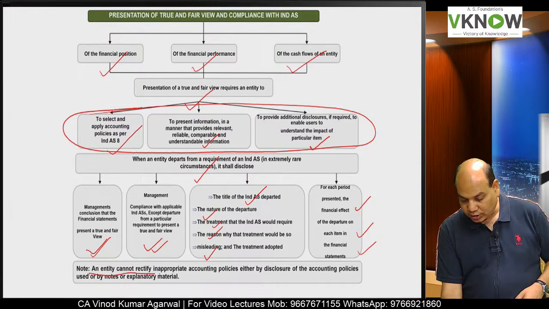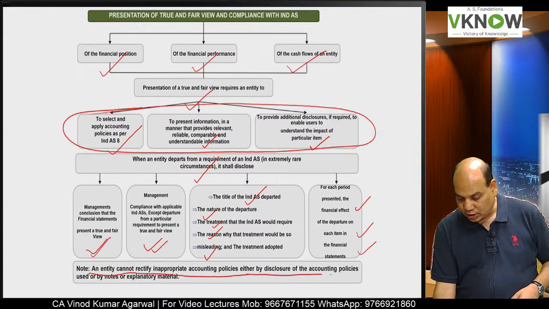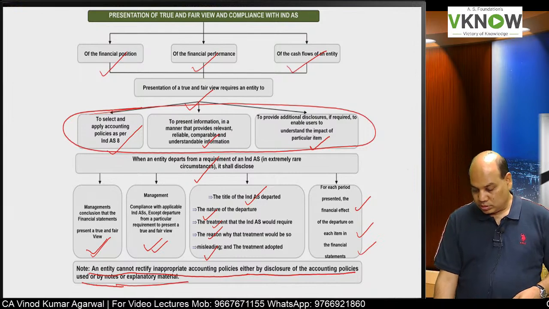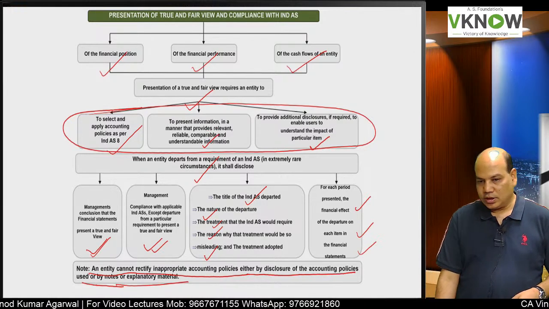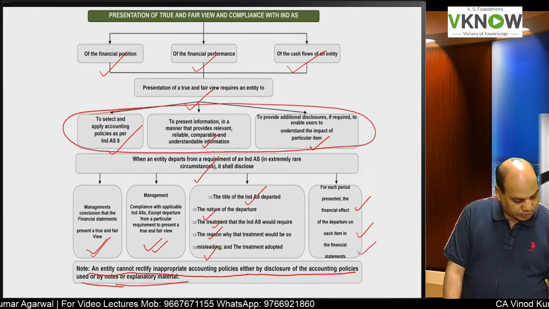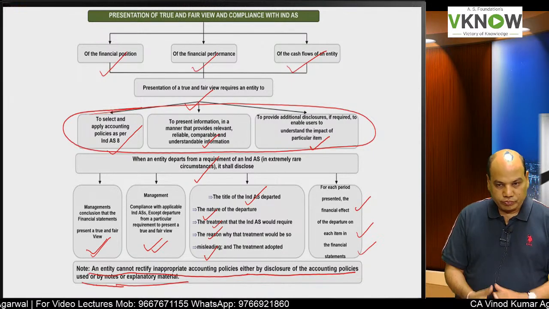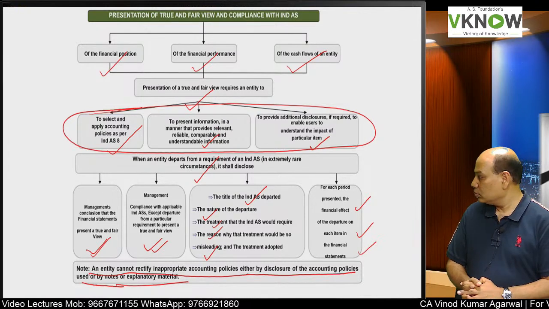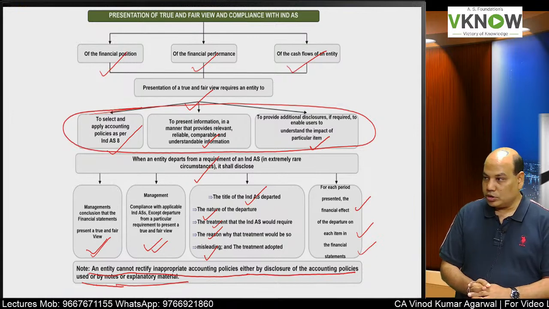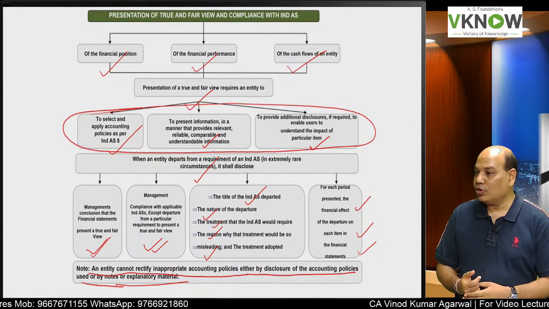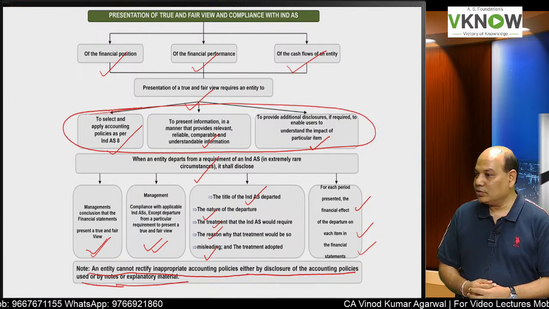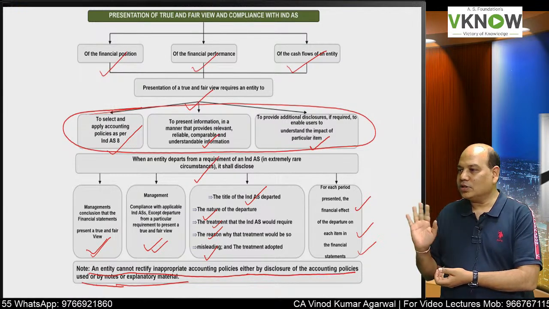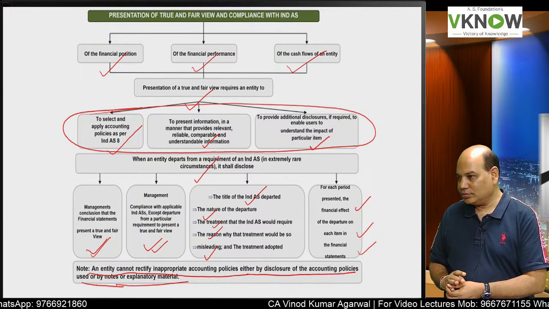An entity cannot rectify an inappropriate accounting policy either by disclosure of the accounting policy used or by notes on explanatory material. What does that mean? By disclosing a wrong accounting policy, you cannot justify a wrong accounting policy. Is it right? Suppose you have followed a wrong accounting policy, and if you have made the disclosure, it is not enough. Your financial statements are not Ind AS compliant.